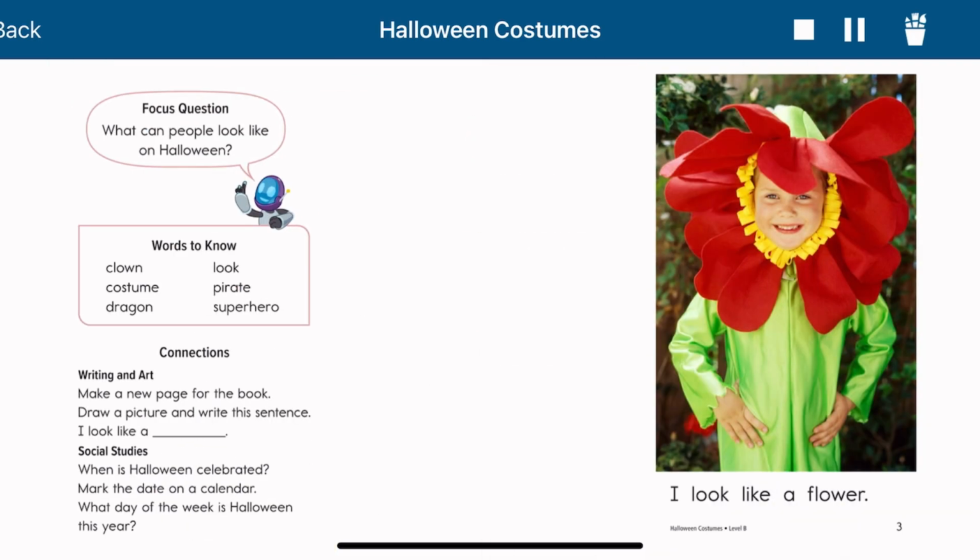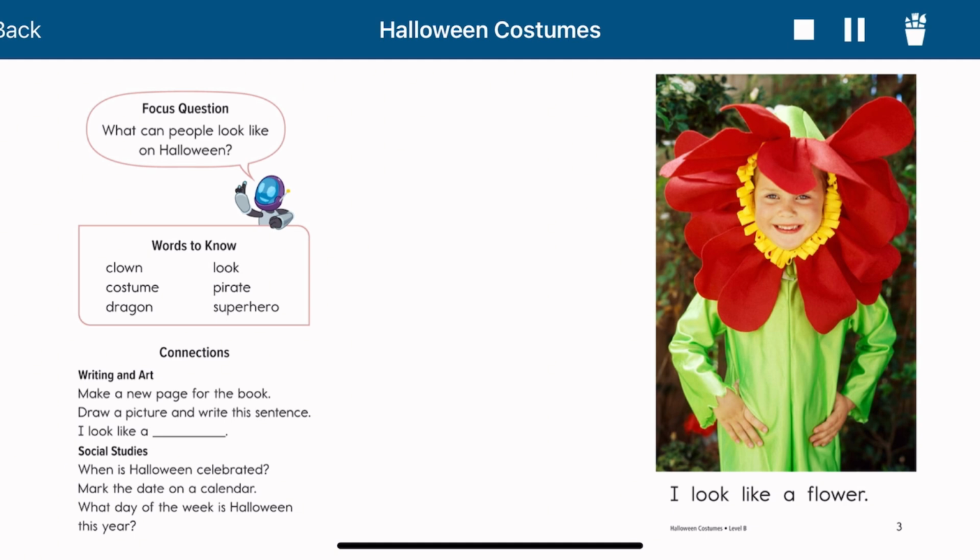Halloween. Focus question: What can people look like on Halloween? Connection, writing, and art. Make a new page for the book. Draw a picture and write this sentence: I look like a social study. When is Halloween? Make the date on a calendar. What day of the week is Halloween?